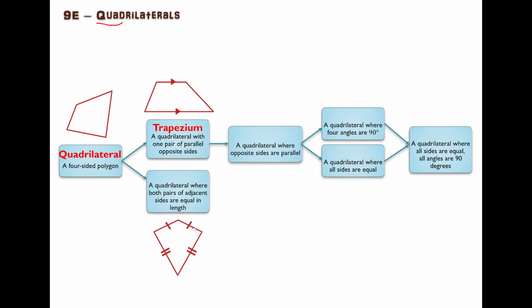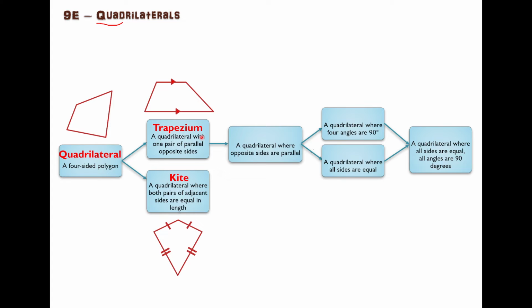And also the other pair, this one here, and this one here, these two sides are adjacent. So this is a pair of adjacent sides, and these are also equal to each other. Maybe not the same length as the first pair, but they're equal to each other. Do you want to have a guess what this shape is called? It is called a kite.